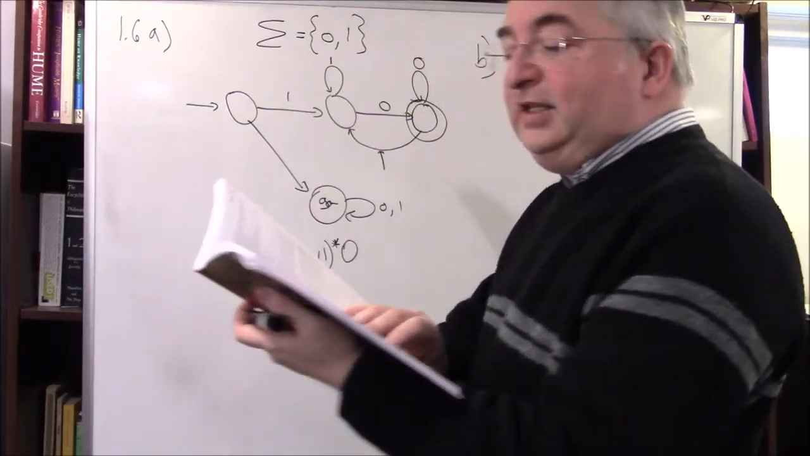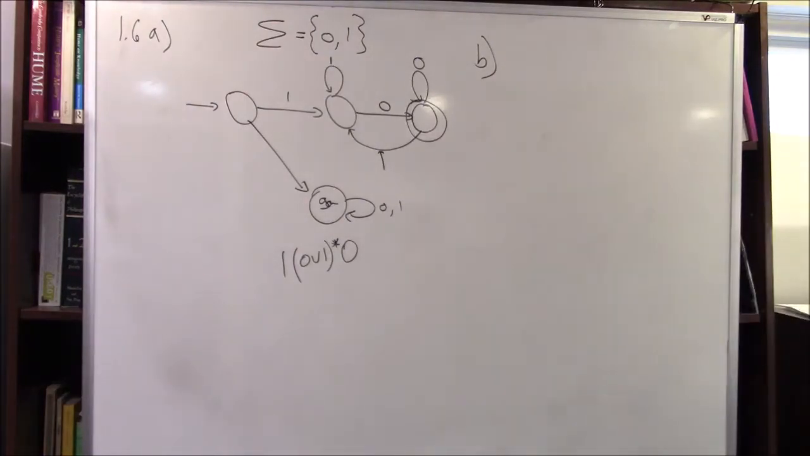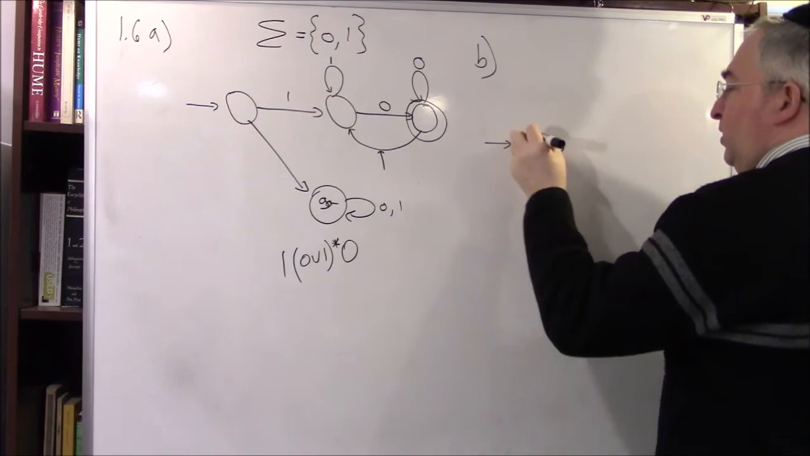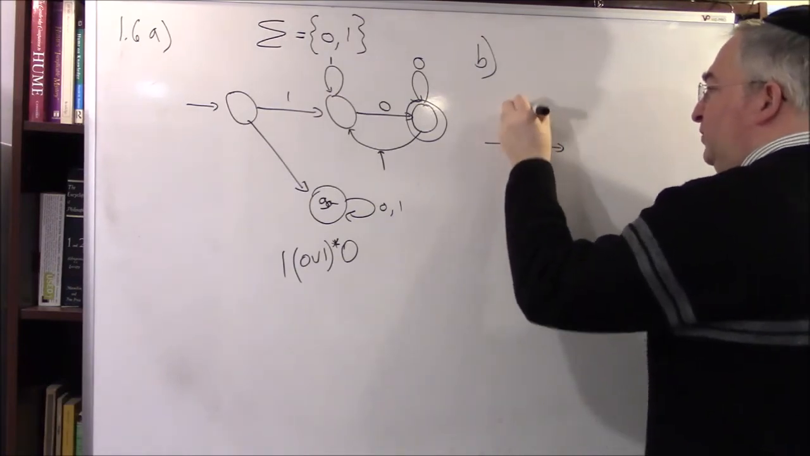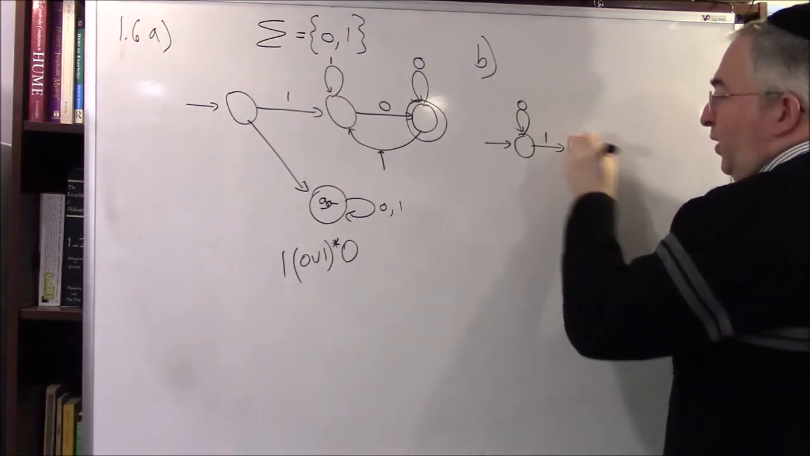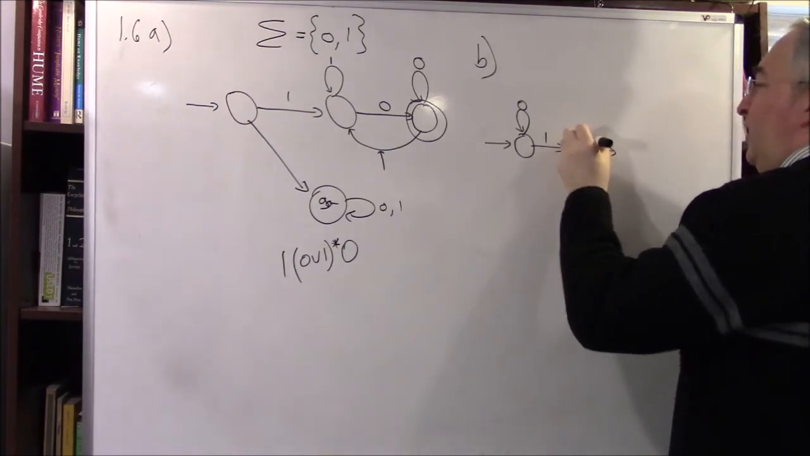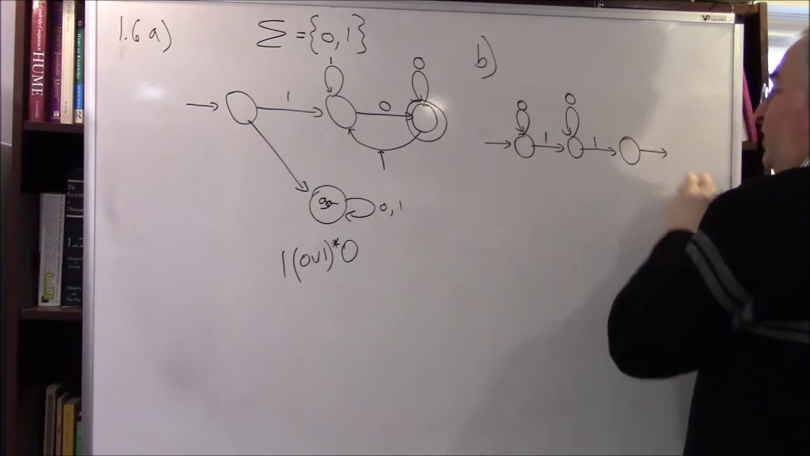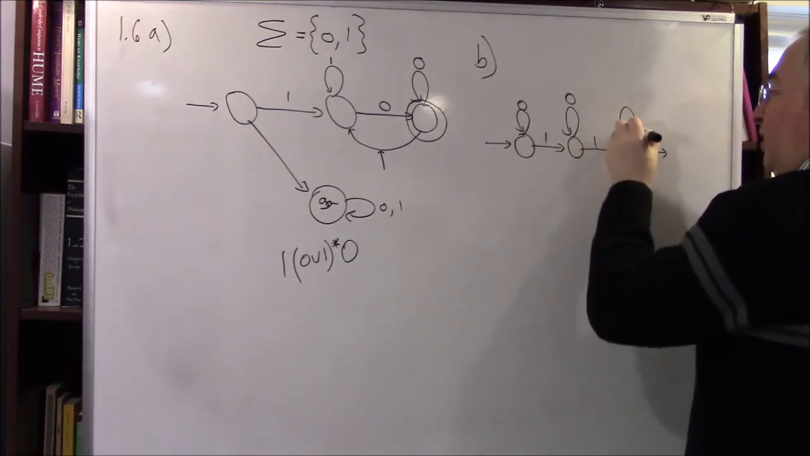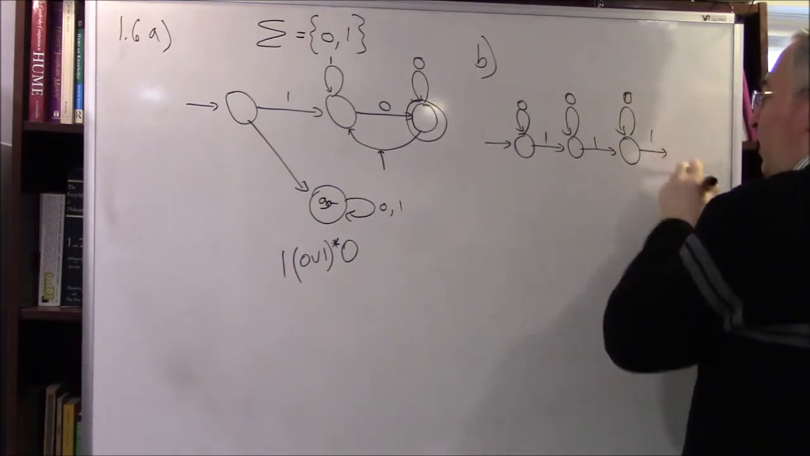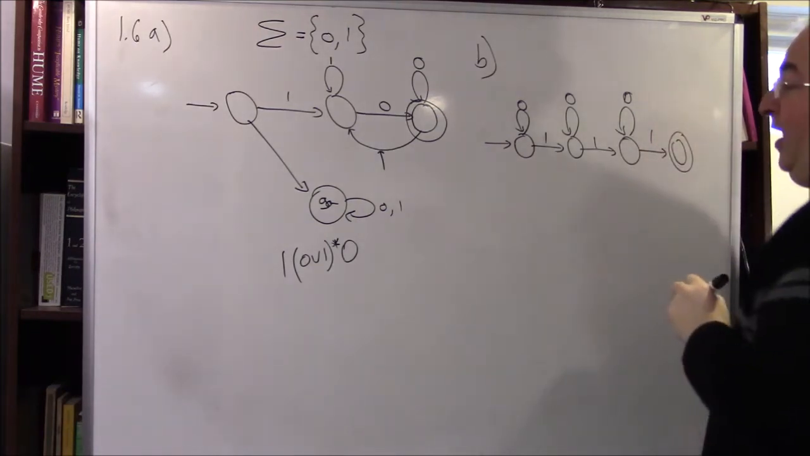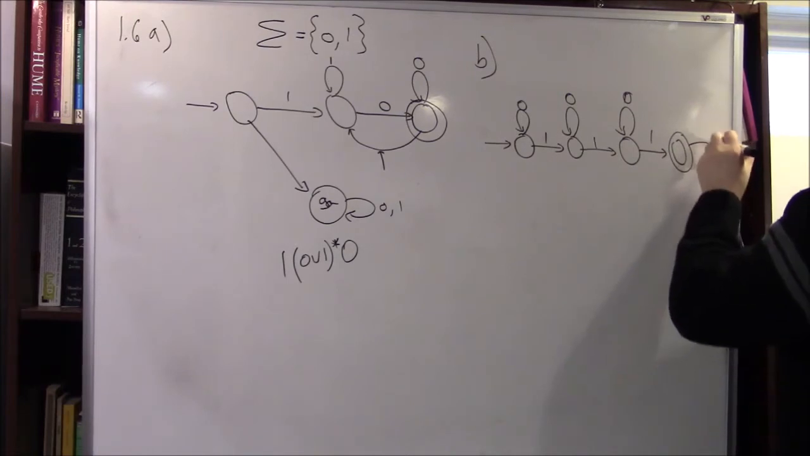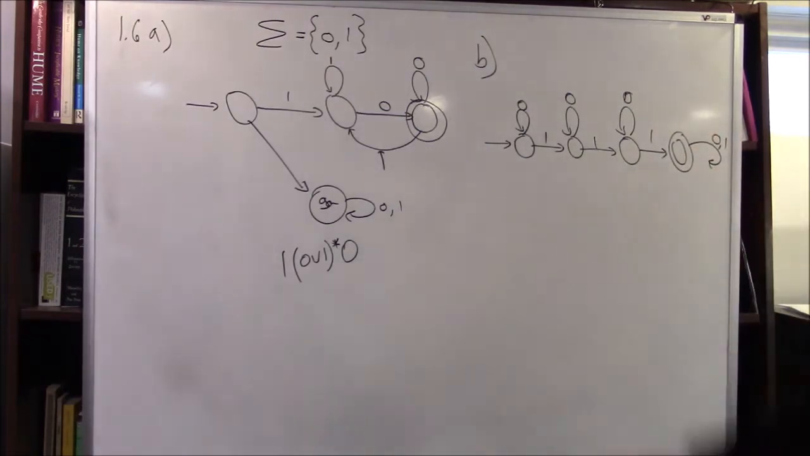W contains at least 3 1s. This is simple. 0. I don't care how many zeros it has, but it should have at least 1 1. Then you can have more zeros, but then you have to have another 1. Then you can have more zeros. Then you can have another 1. And once you have 1, 2, 3 1s, you stay there. That's it.